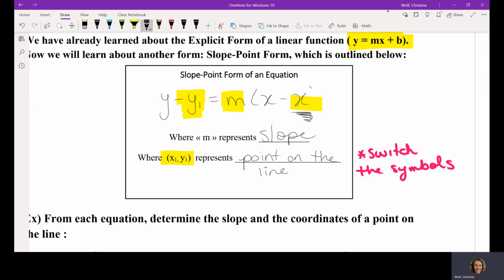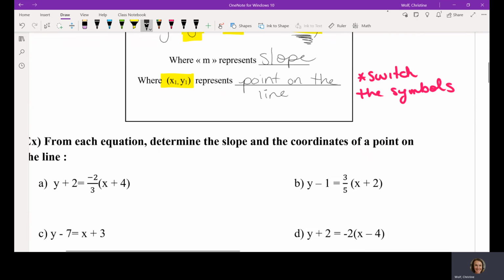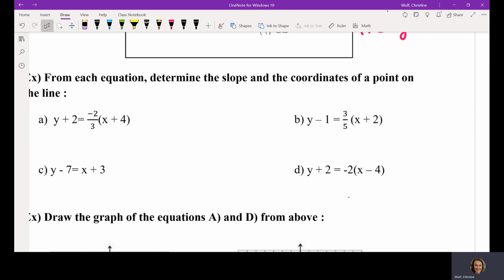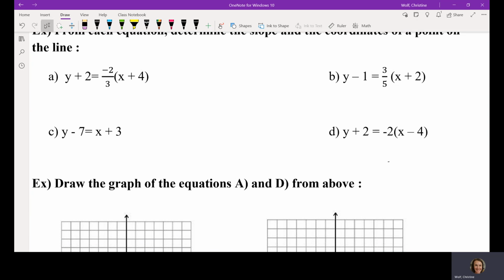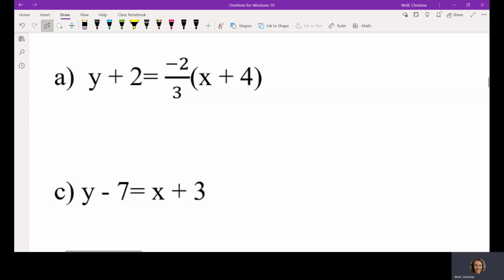Example number 1 says, from each equation, determine what the slope would be and determine the coordinates of a point on this line. So here's the equation in slope-point form. That's what it looks like. Like I said, there's actually numbers plugged into these 3 slots now. So the slope, easily enough, is just the number that shows up in front of the bracket.